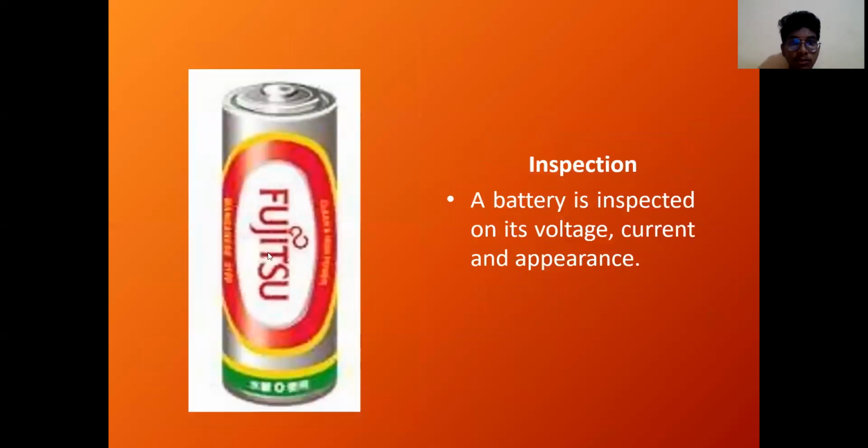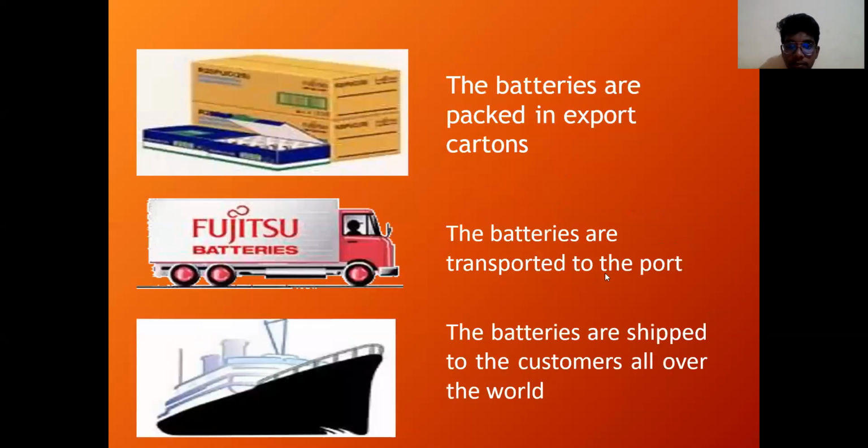So this is the total dry cell battery which we are seeing now. The battery is inspected on its voltage, current and appearance. The batteries are packed in export cartons, which are used to transport them to all the places where the batteries are needed. The batteries are transported to the port. The batteries are shipped to customers all over the world.